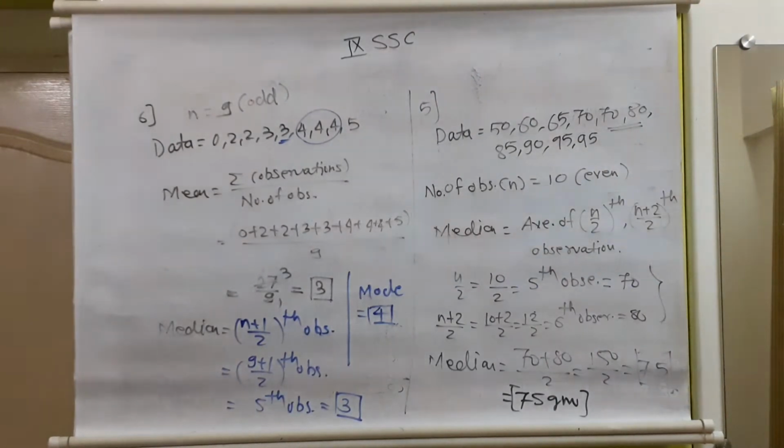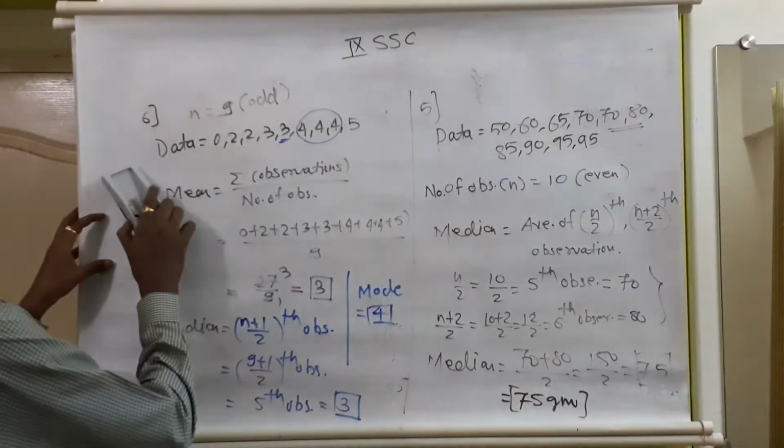Mode is nothing but the observation which occurs maximum time in given data. Here 4 occurs maximum time. So answer is 4. Solution for question number 6.